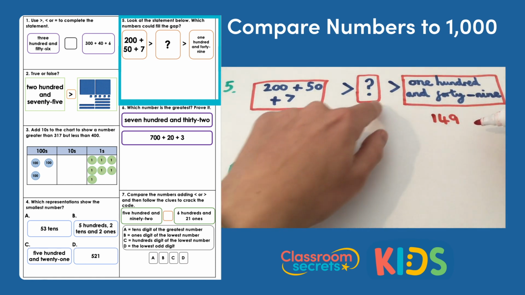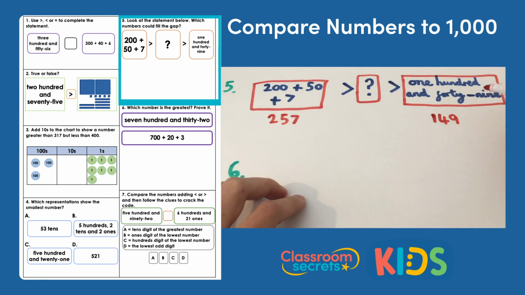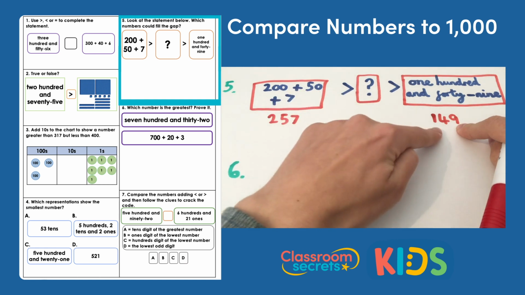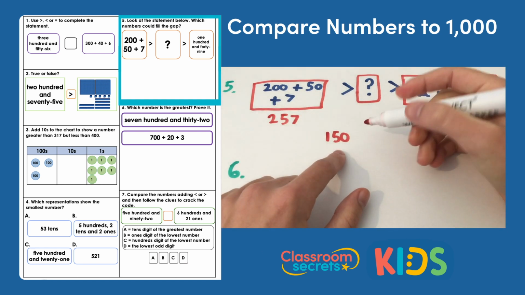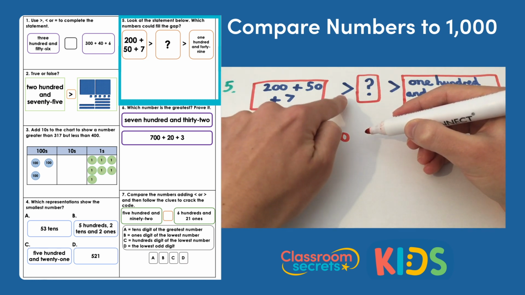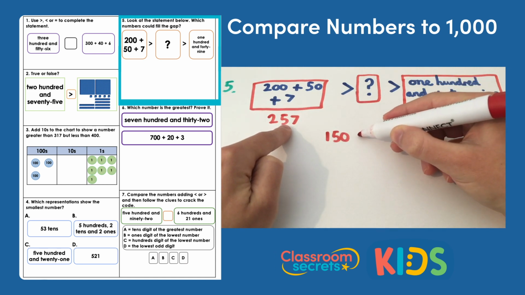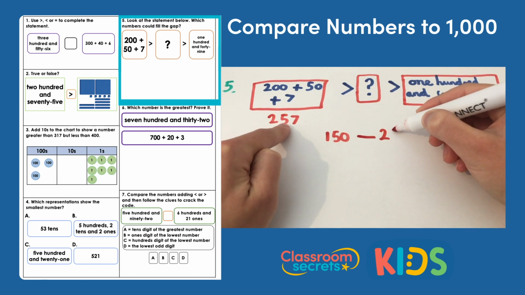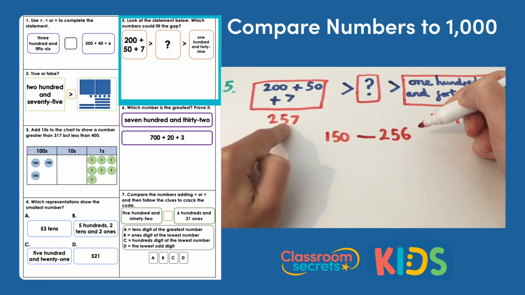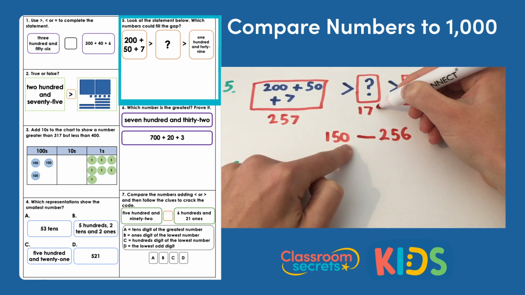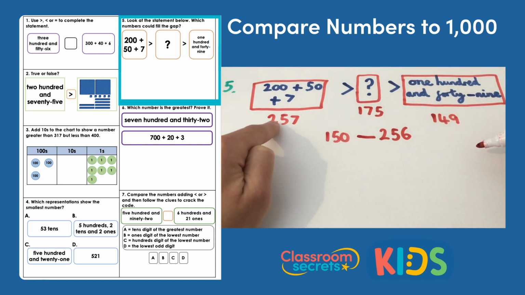So I could have anything in the middle here from 150, because that's bigger than 149, but I can't have anything more than 257. I can't have 257 either, because that has to be more than this number. So it can go anywhere in between 150 and 256, the one below. So let's take a number from somewhere in between there. Let's take 175. Let's see if it works.